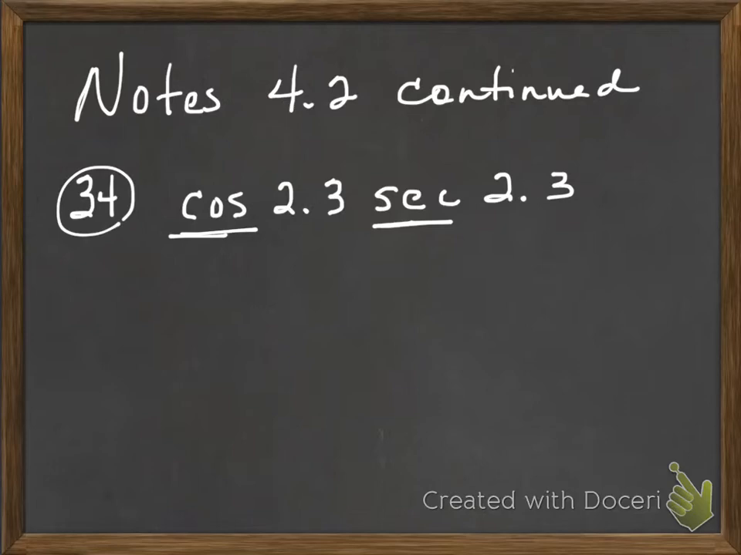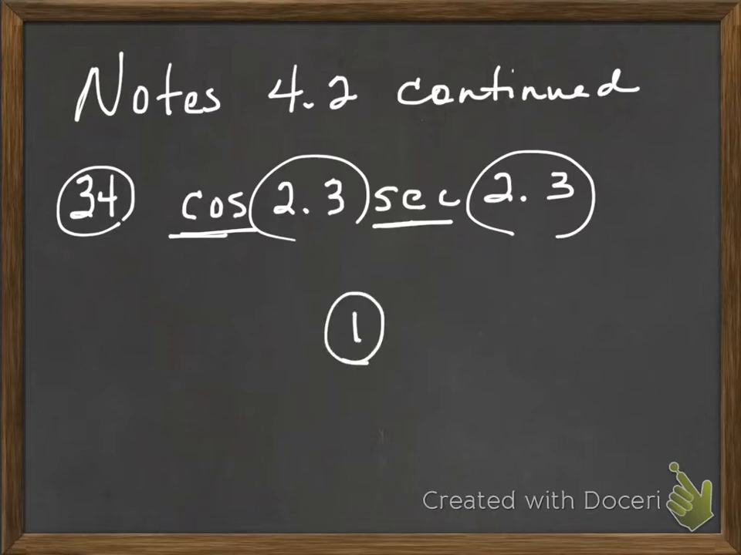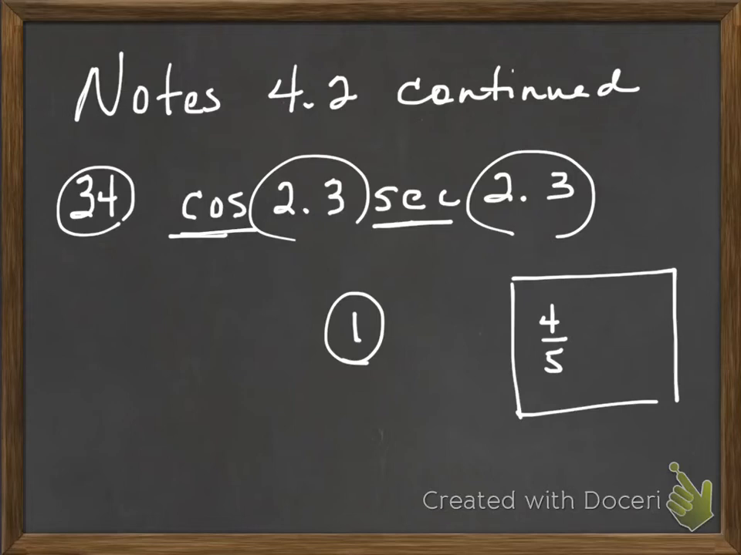So they're wanting you to use a reciprocal identity. Cosine and secant are reciprocals of each other. We have the same angle measure here, so anytime we multiply cosine of an angle times secant of the same angle, it's like we're multiplying reciprocals together. When we do that, we actually get the number 1. You could think of something like 4/5 times its reciprocal, which would always give you a 1. So cosine and secant are reciprocals, and when you multiply them together with the same angle measure, they give you a product of 1.